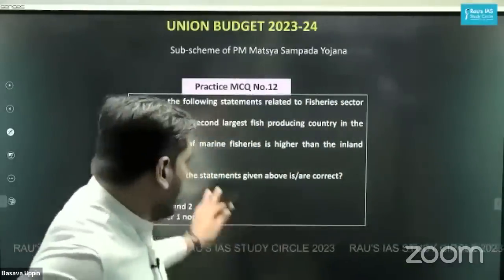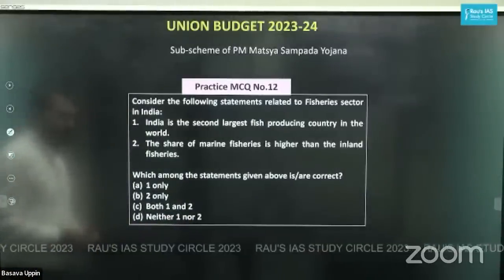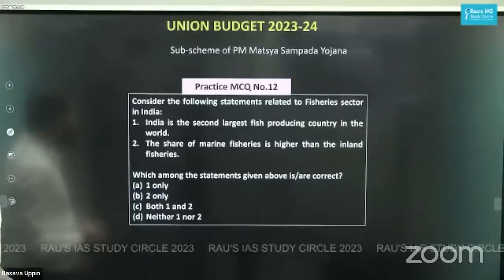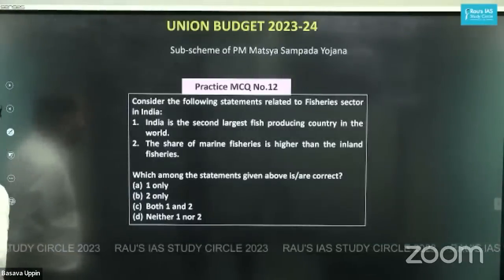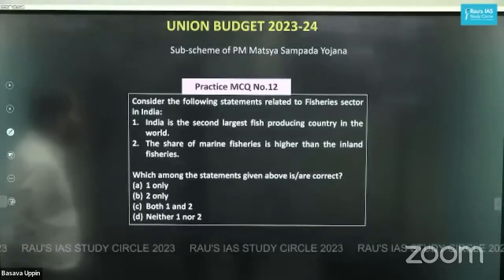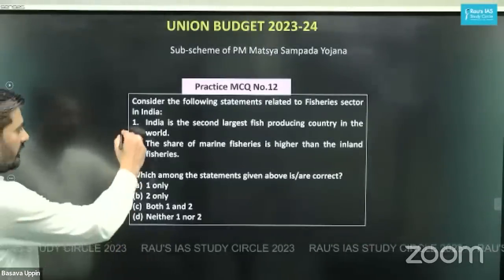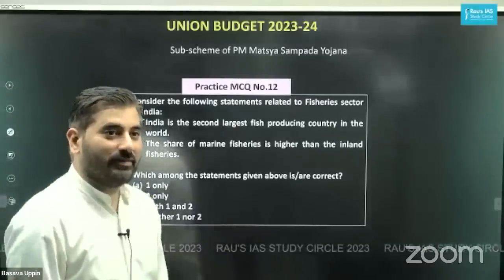So let's look at the practice MCQ number 12 here. Correct answer is: India is the second largest fish producing country in the world. Second largest, it is the second largest fish producing country in the world, which is correct. The share of marine fisheries is higher than the inland fisheries. What do you think?